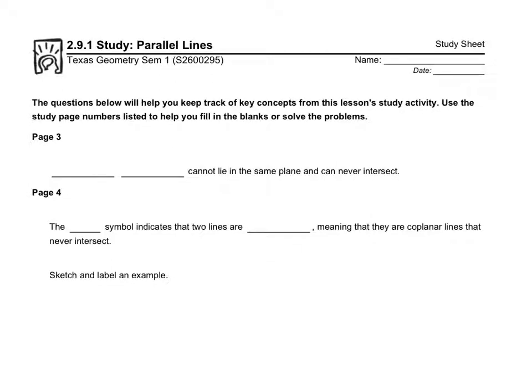For 2.9, we're talking about what happens when we have parallel lines. So the first one we need to talk about is what happens when two lines aren't parallel. And one way to describe two lines that are not parallel are called skew lines. And skew lines are lines that cannot lie in the same plane and never intersect.